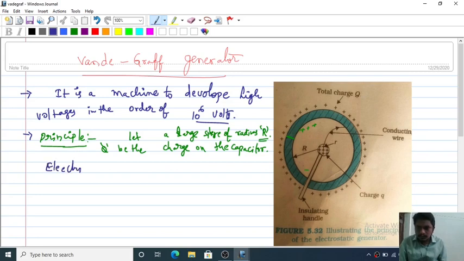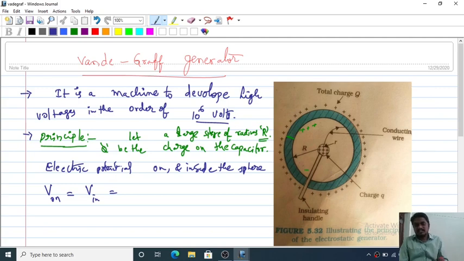Electric potential on and inside the sphere. Okay, so electric field on the surface, and we are writing electric potential, not a field. Therefore electric potential on the surface and electric potential inside the surface is always constant.